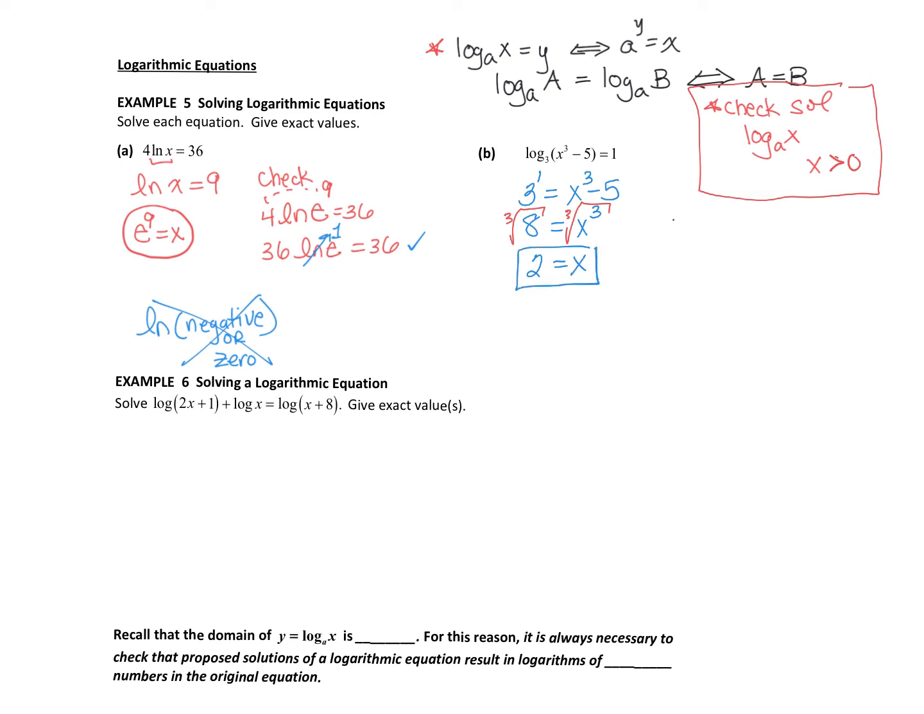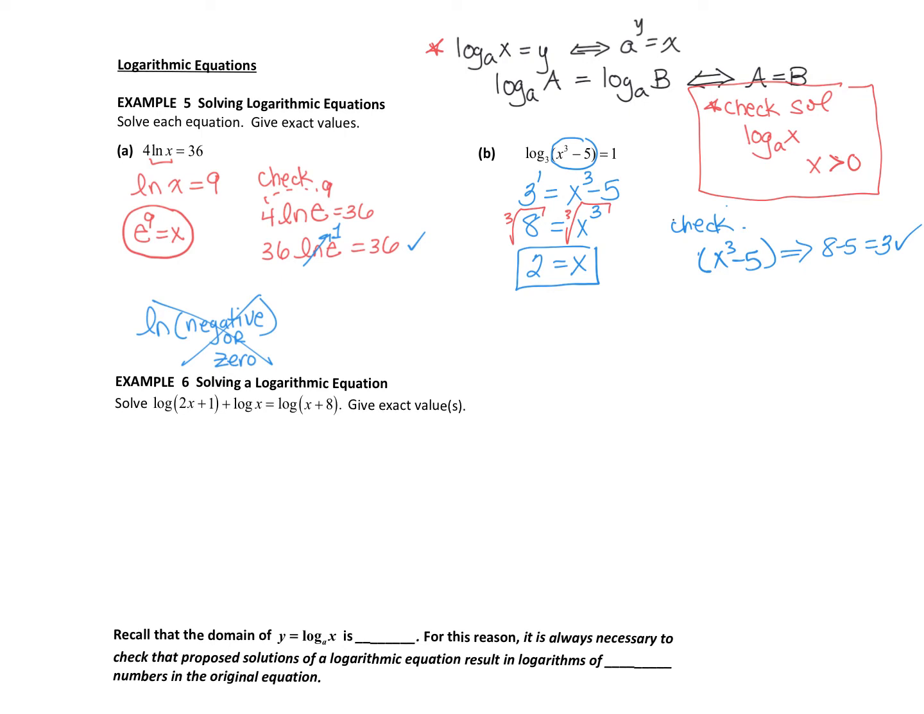Then taking the cube root of both sides, we get 2 is equal to x. Unlike a square root, we don't take the positive and the negative because, of course, negative 2 cubed gives us negative 8. I do need to check my solution, and again, what I'm checking is that x cubed minus 5, which is the argument here, is a positive value. So that would give me 8 minus 5, or 3. So this, in fact, does check.